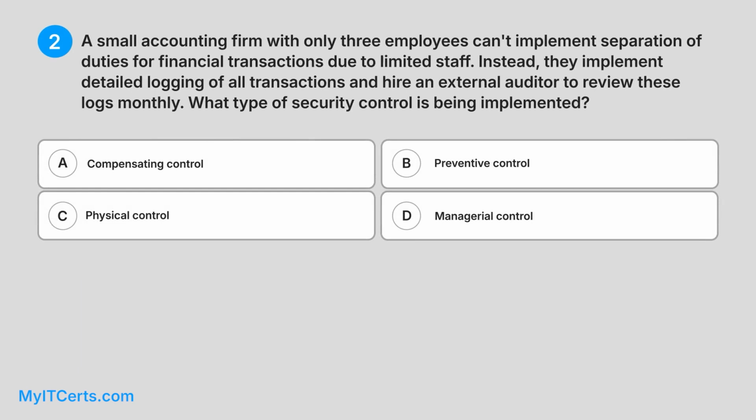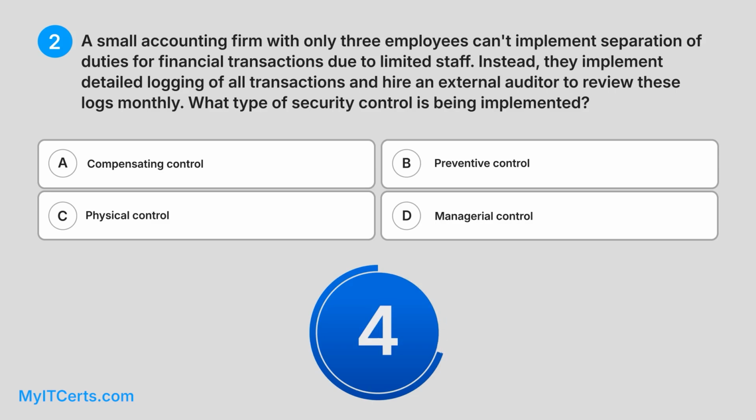2. A small accounting firm with only 3 employees can't implement separation of duties for financial transactions due to limited staff. Instead, they implement detailed logging of all transactions and hire an external auditor to review these logs monthly. What type of security control is being implemented? A. Compensating control. B. Preventive control. C. Physical control. D. Managerial control. Can you guess the answer?